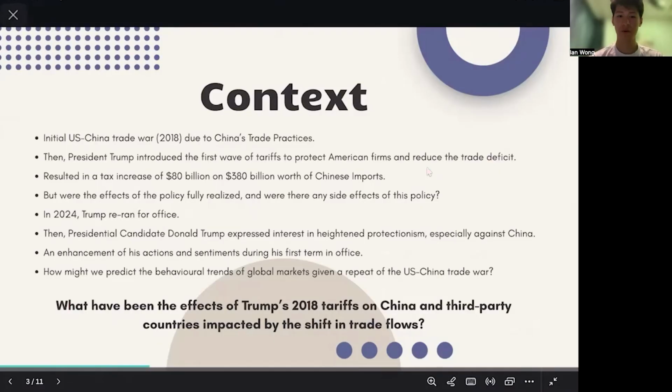Fast forward to 2024, Trump, now a candidate again, has pledged even harsher tariffs. So the question is, what lessons can we learn from the first trade war? And how might markets react if tariffs return?